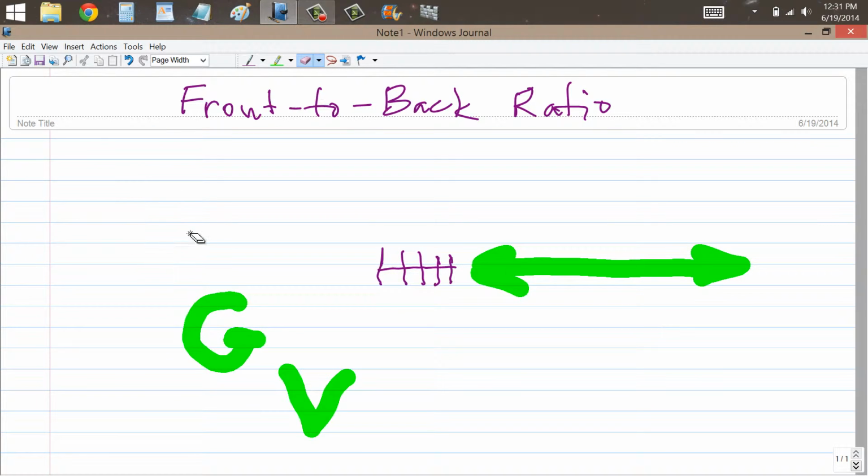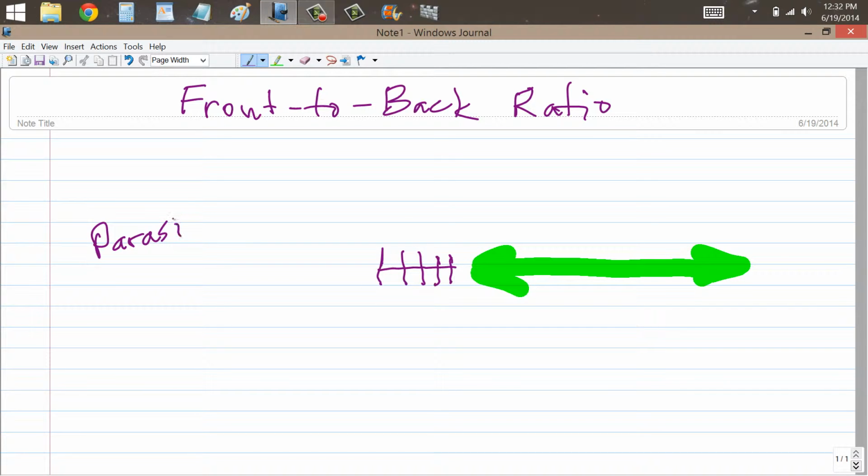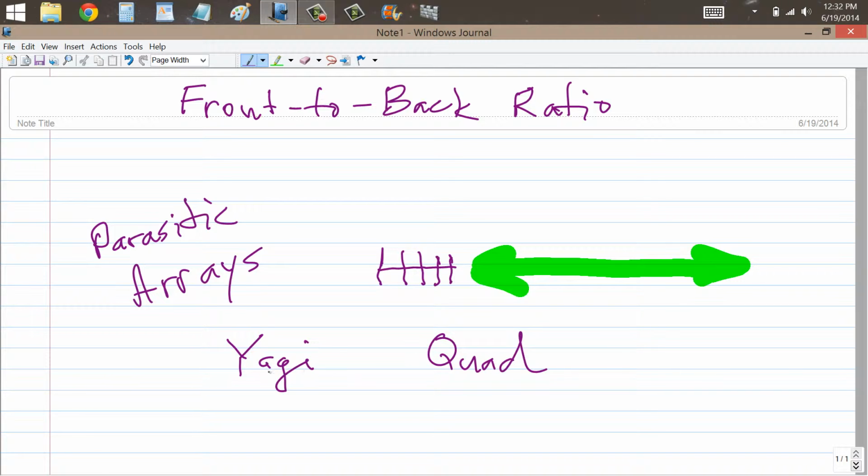W1GV, Whiskey One, Good Vibrations, at your service to talk about a specification for directional antennas, in particular, parasitic arrays. Now, when I talk about a parasitic array, I mean to say either a Yagi antenna or a quad antenna or a hybrid between the two known as a quagi antenna, which I will have to do another video about. You can probably kind of get an idea what that is.